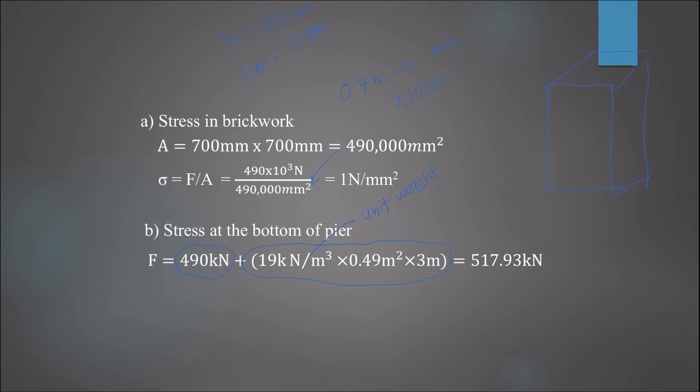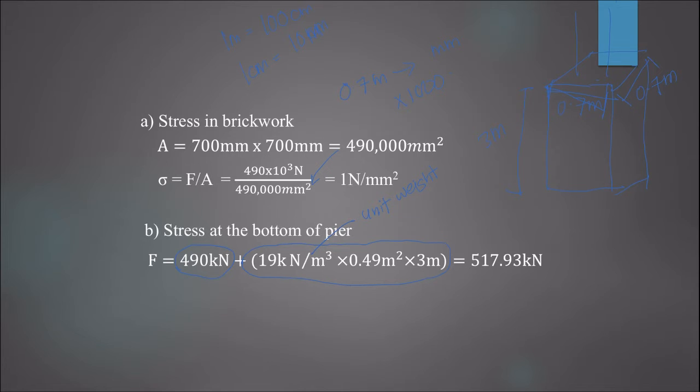Column kat atas ni lah. You have the column on top. So size ni adalah, this one adalah 3 meter. Here it is 0.7 meter, and over here it is 0.7 meter. So 0.7 meter times 0.7 meter times 3 meter, kenapa I tak convert into millimeter?